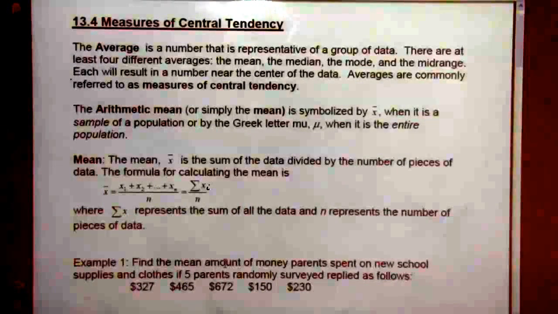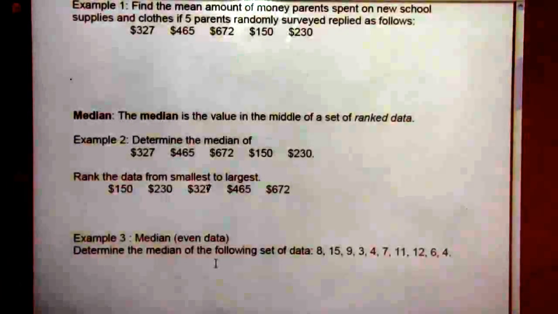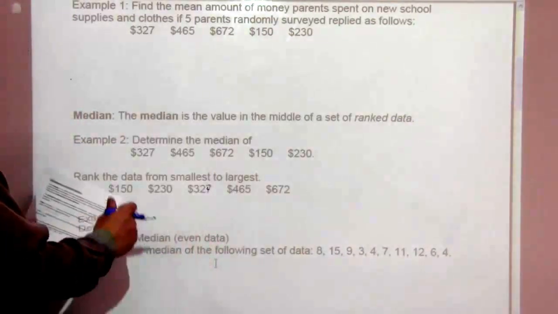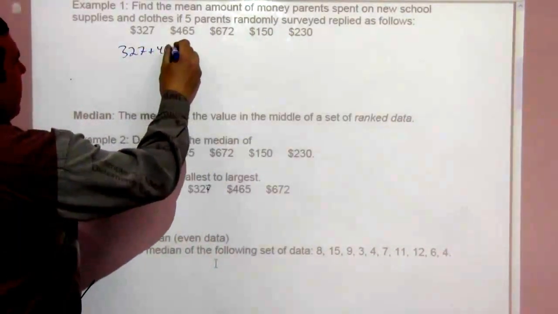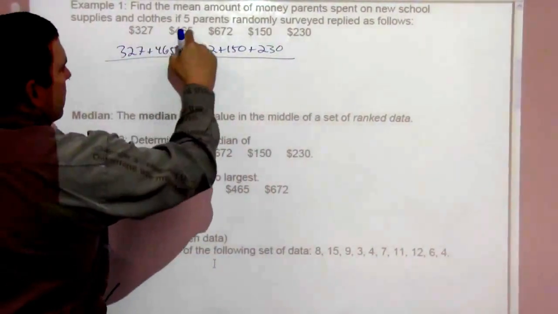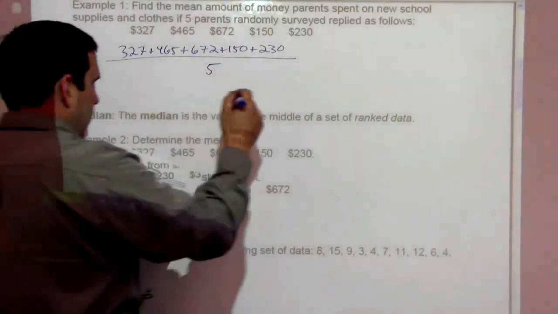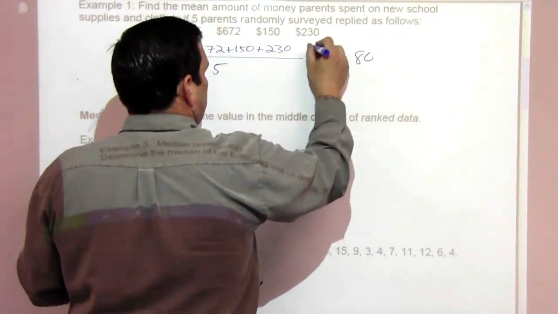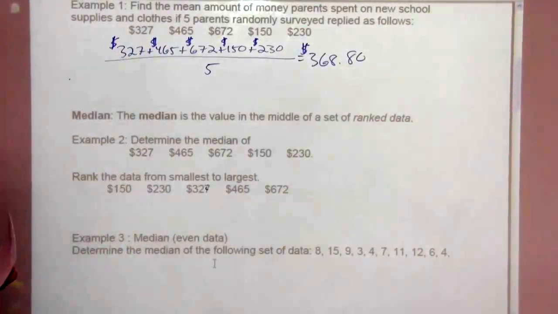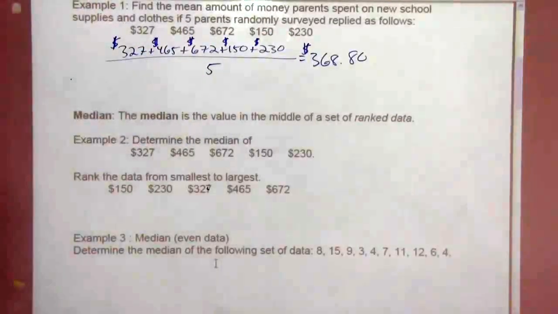So the first problem we're going to look at: find the mean amount of money parents spent on new school supplies and clothes, if 5 parents randomly surveyed replied as follows. Parents spent $327, another one $465, then $672, $150, and $230. So we'd add this up: $327 plus $465 plus $672 plus $150 plus $230, and divide that result by 5, since there are 5 pieces of data. And our average is going to be 368.80. So some spent less, some spent more. As a matter of fact, 2 spent more and 3 spent less. So that would be finding the arithmetic mean.